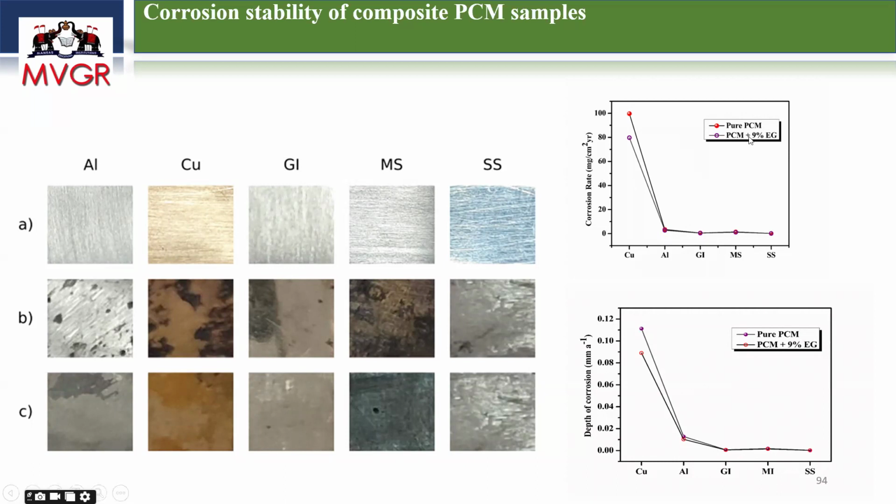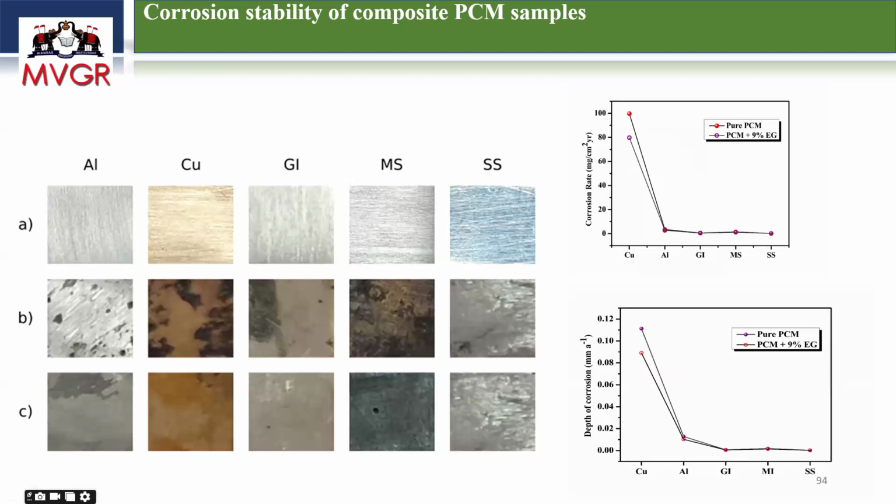Using this 9% expanded graphite material, the corrosion rate was reduced significantly. I already told you, if you want to store organic matter like salt kind of material in any of those metals, those metals will be corroded. Among all, copper has more corrosion, even in the pure PCM and 9% composition also. But with stainless steel, the corrosion rate was very low.